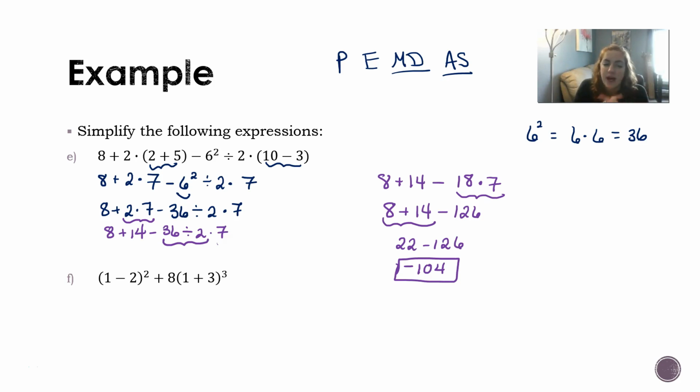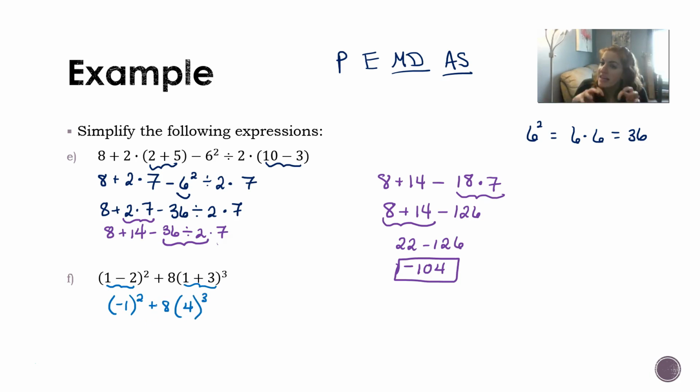So in this last example, we have 1 minus 2 squared plus 8 times, remember when there's no operation, we assume it's multiplication there. So 8 times 1 plus 3 cubed. So again, let's start with those parentheses. Now remember, the parentheses is what's inside those parentheses. So inside those parentheses, we have 1 minus 2, and we have 1 plus 3. So 1 minus 2 is going to be negative 1. And then 1 plus 3 is 4.